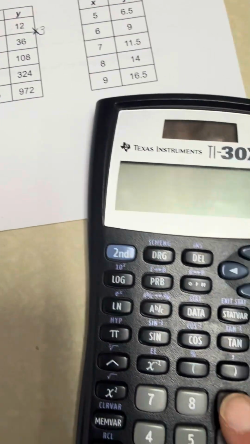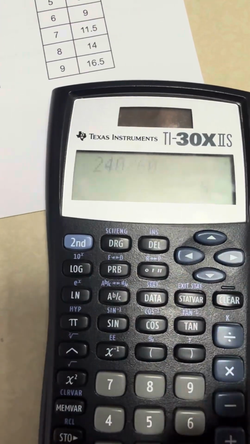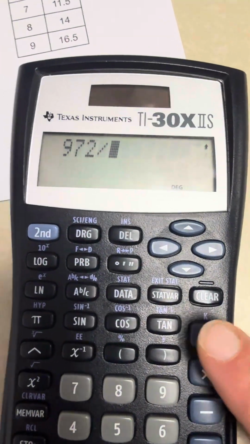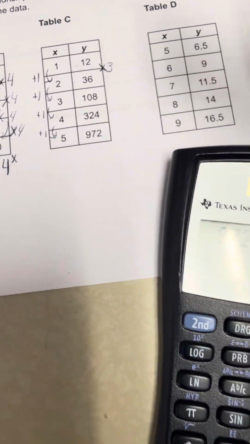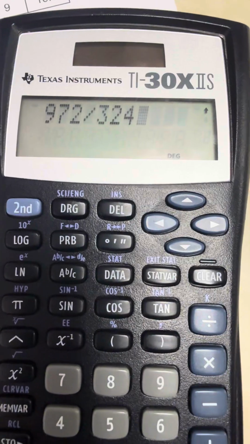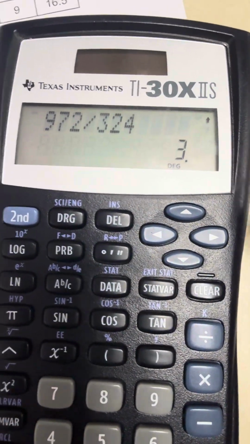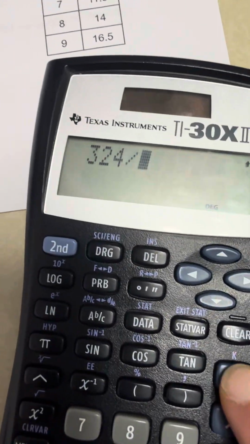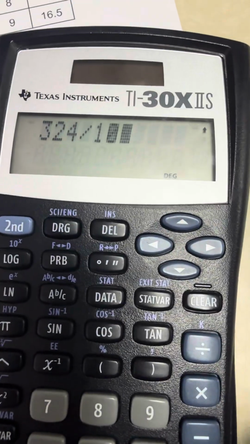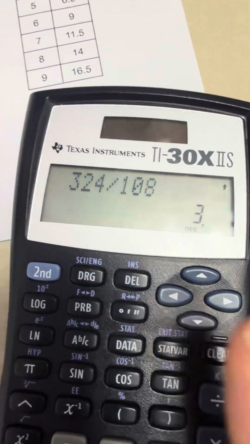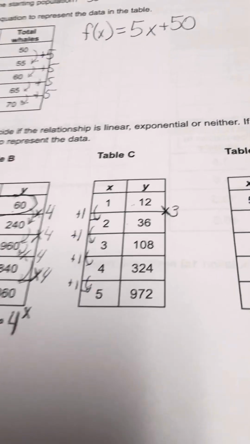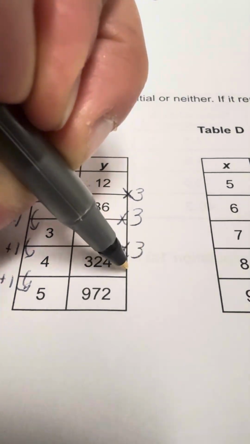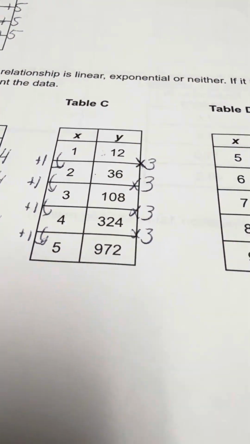So if I take the 972, oops, it would help if I turn it on, 972, and then I divide that by our previous number that you see here, 324, this is another way you can get your growth factor, and it's 3. If it's consistent, it's going to work in every single one of them. So 324, I divide that by the 108, also going to get 3. So all of these are multiplications of 3. So we do times 3 on all of them. So that is our growth factor in this case.